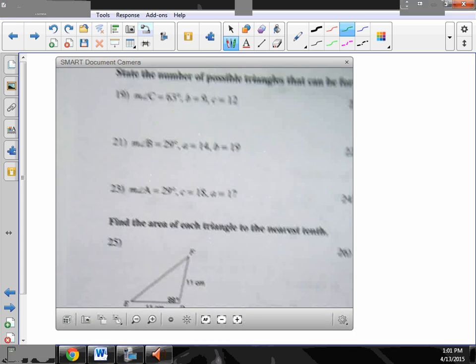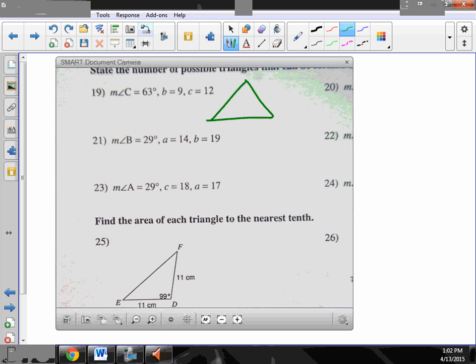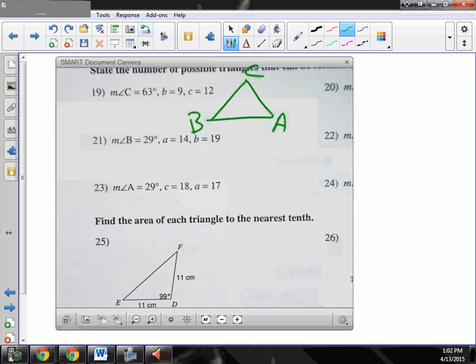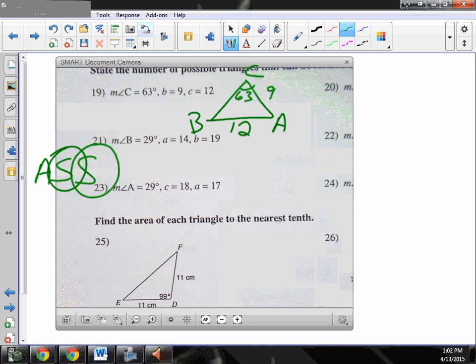So number 19. So let's draw a picture. A, B, C. C is 63, little b is 9, and big C is 12. Is there 1 triangle, 2 triangles, or none? Can we tell from here? There's 1. How can you tell? We're looking at angle, side, side. If the second side is bigger than the first side, we're going this way, angle, side, side. If 12 is bigger than 9, when I swing that around, it's going to miss, and I automatically know 1 triangle. If that doesn't make sense, that's okay.